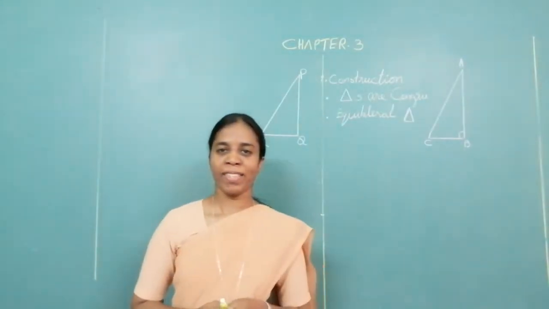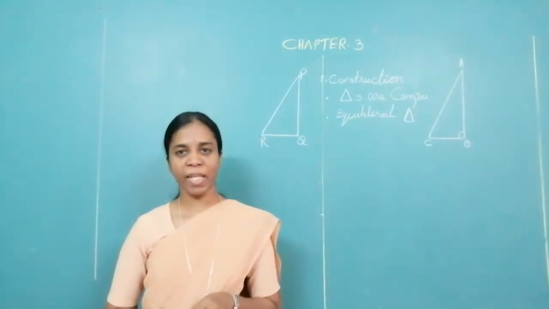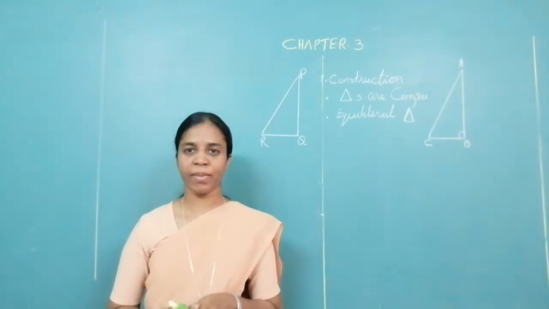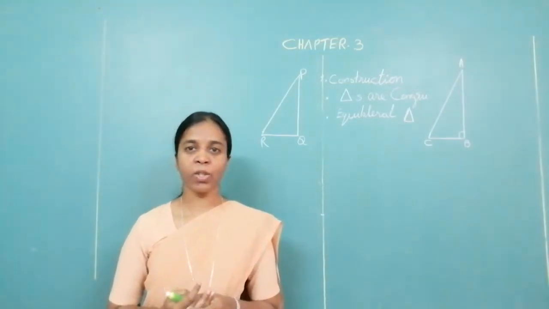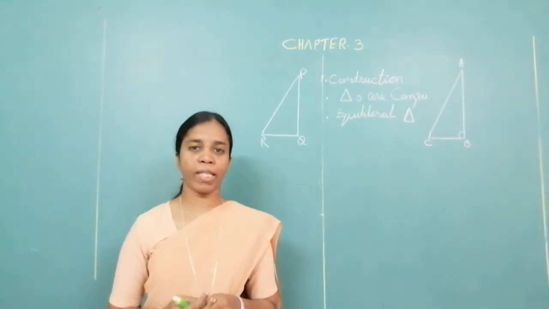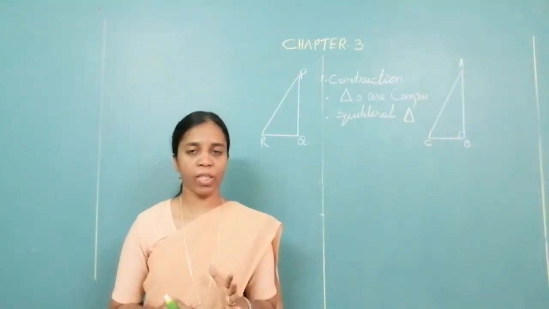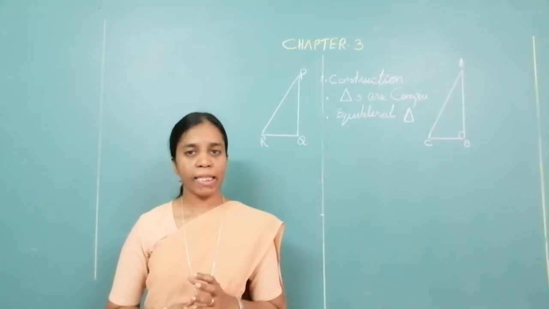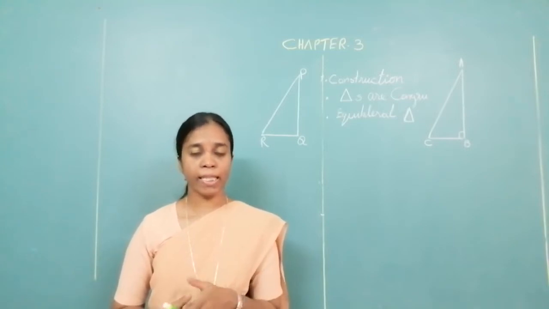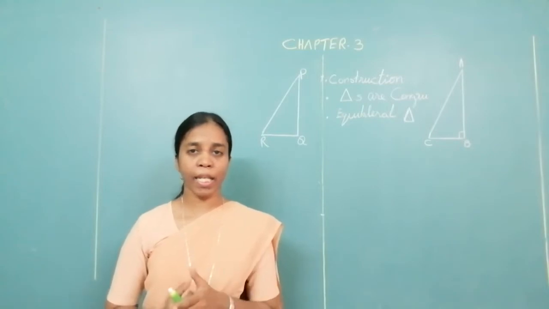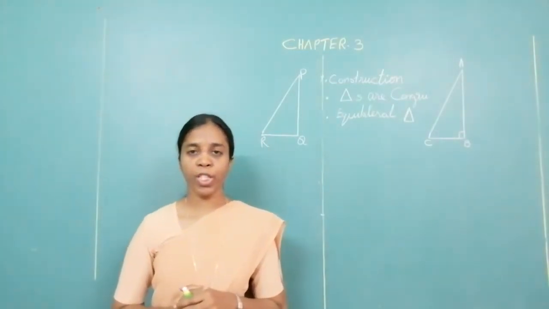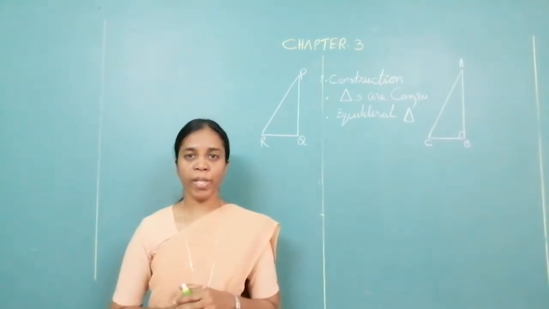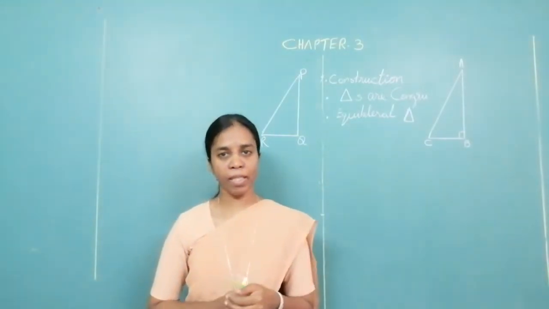Good morning everyone. We shall continue with the third chapter, triangles. In the last class, we have seen the tests for the congruency of triangles. Five tests were there: SAS, ASA, SSS, SAA and hypotenuse side test. So in order to prove any two given triangles are congruent, we have to use one of these tests.